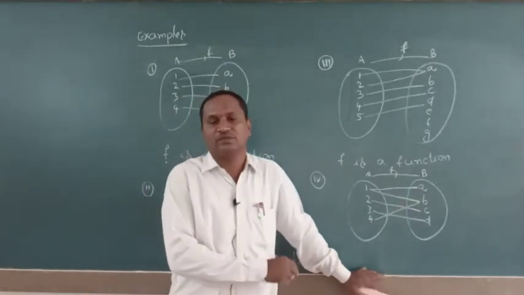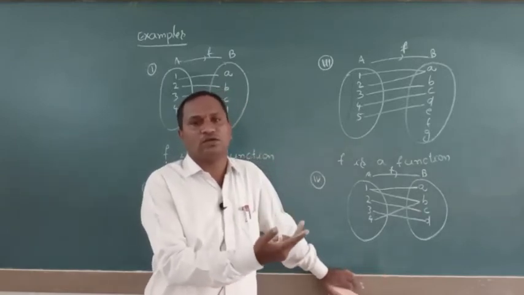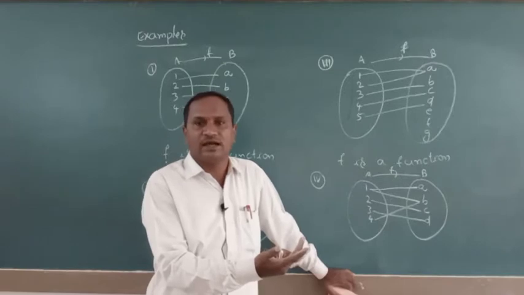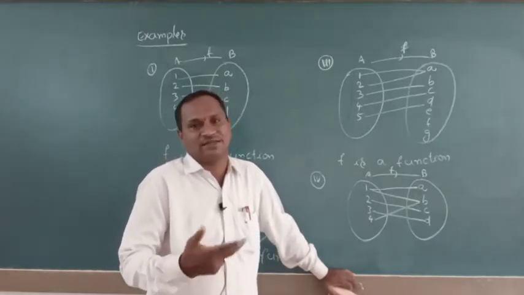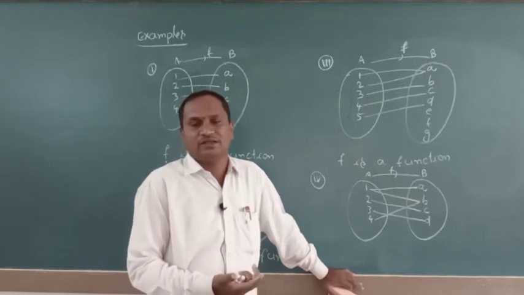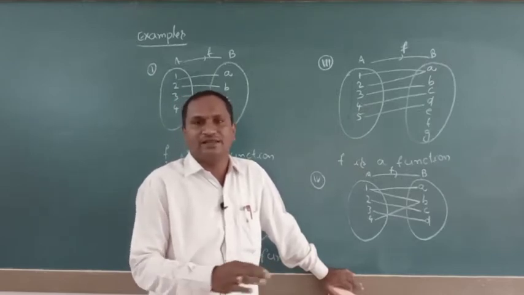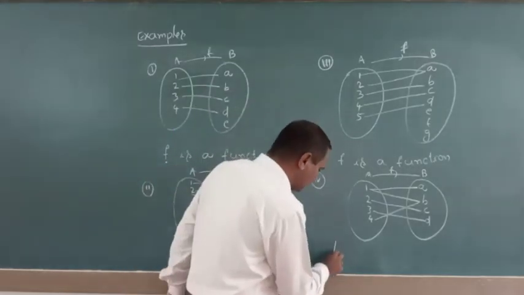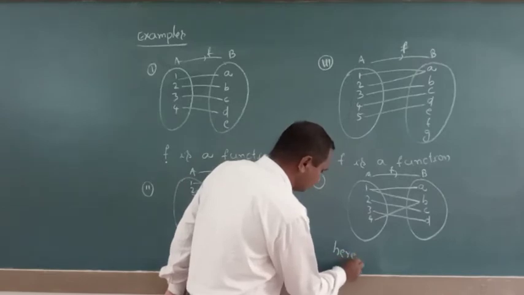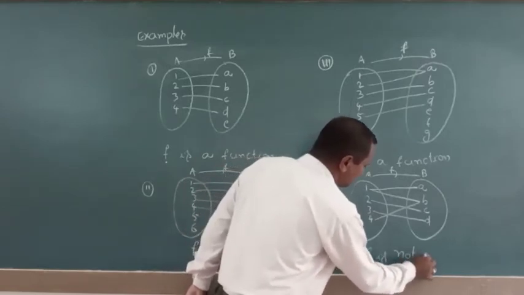At the same time, whenever an element is associated to 2 or 3 or more elements, the first coordinate will be repeated twice or thrice. Whenever the first coordinate is repeated, at that time we can tell F is not a function. Here F is not a function.